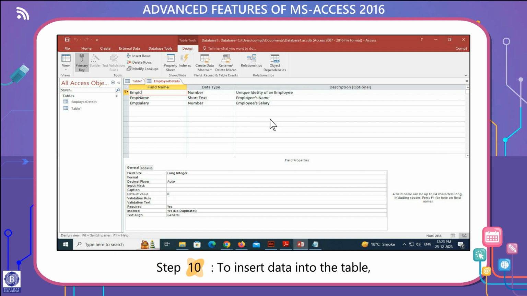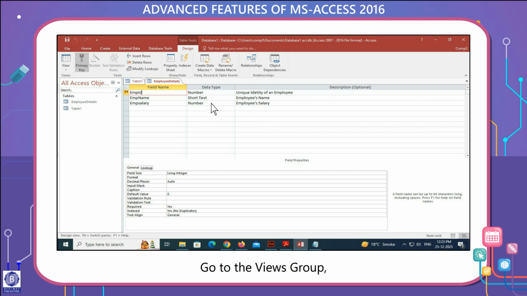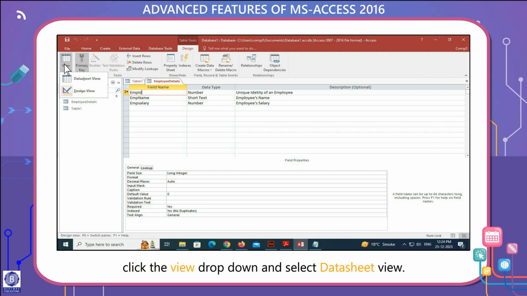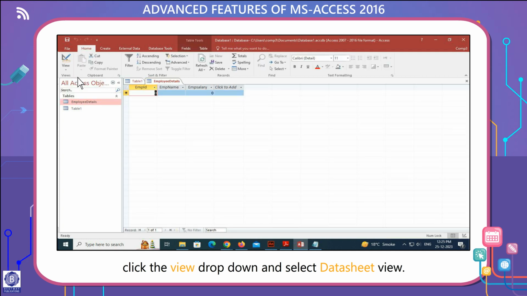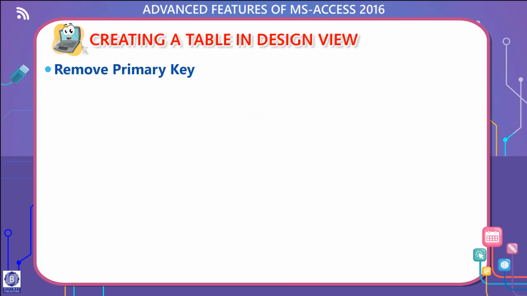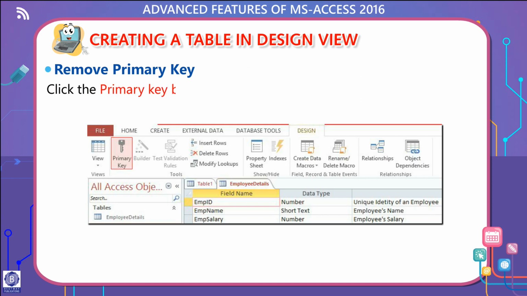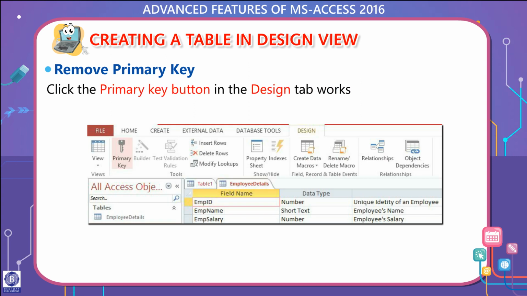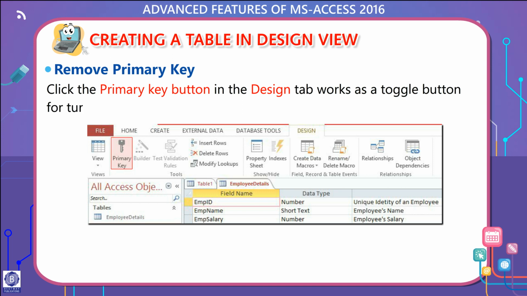Step 10. To insert data into the table, you need to open the Datasheet view. Go to the Views group, click the View drop-down and select Datasheet view. Remove Primary Key. Click the Primary Key button in the Design tab. It works as a toggle button to turn primary key on or off.